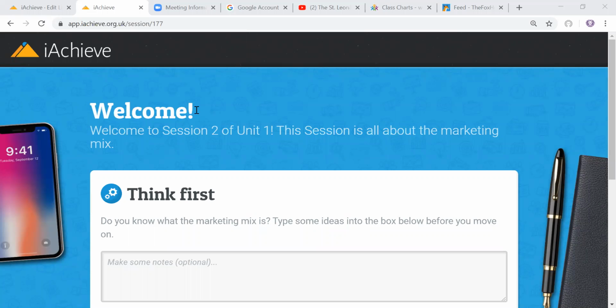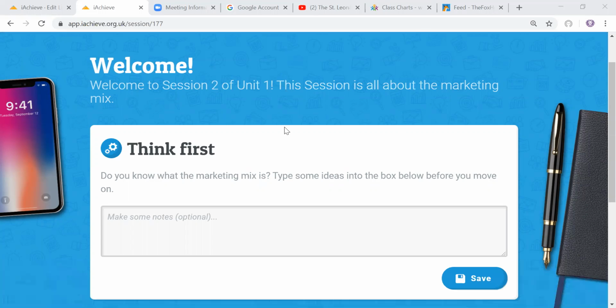What I've displayed here is iAchieve, and you are welcome to follow along. The first unit, the first session of iAchieve, Unit 1, was all about business structures. This one's getting a bit more exciting. It's about the 4 ingredients that make up a successful business. This is referred to as the marketing mix, or the 4 Ps.